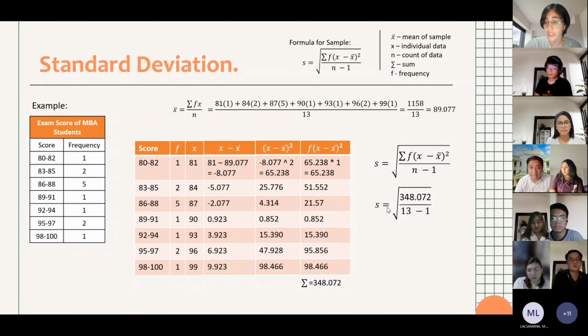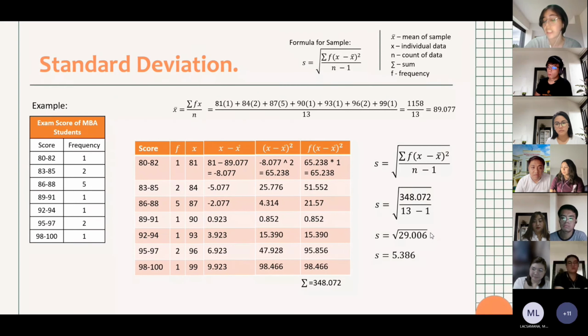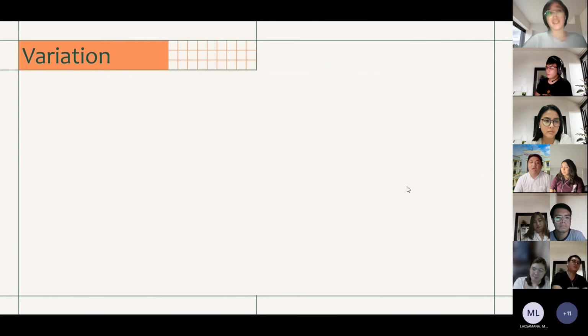Okay. Now, ipa-plot na natin doon sa ating formula. Yan. So, s is equals to square root of 348.072 divided by 13 minus 1. Then, we will be getting square root of 29.006 or 5.386 or in simplest form is 5.39.